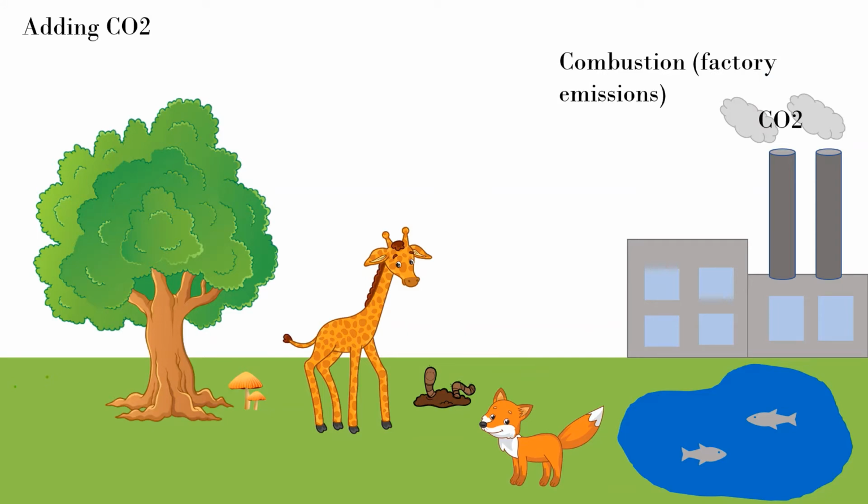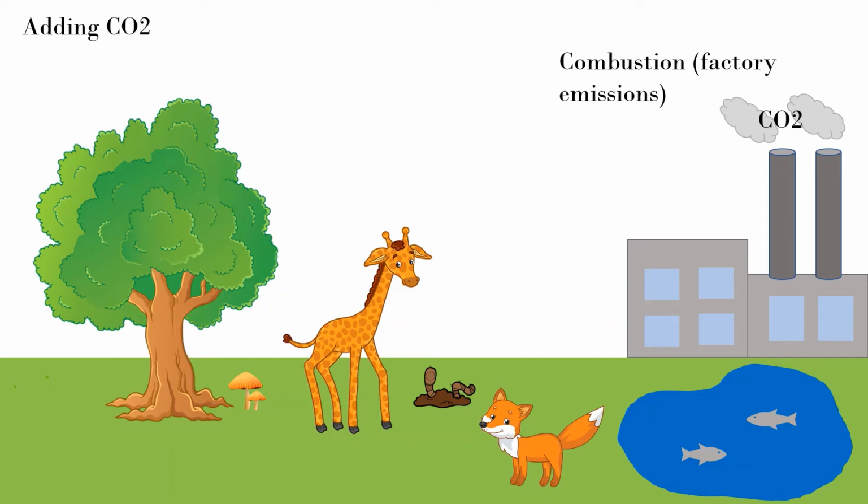Another process that adds carbon in the atmosphere is combustion, which is basically when you burn something. Fossil fuels like coal, oil, and natural gas are burned in factories to generate electricity. Fossil fuels contain a lot of carbon, so when they're burned in factories, the carbon is released into the atmosphere in the form of carbon dioxide, as indicated by the smoke in the diagram.